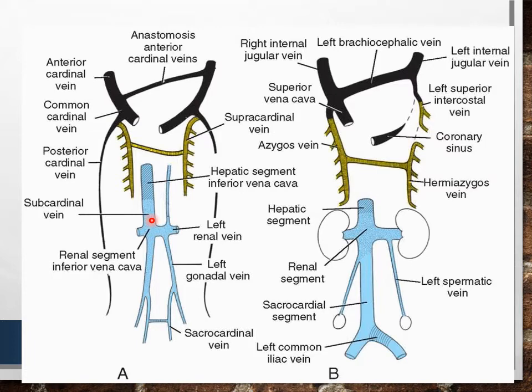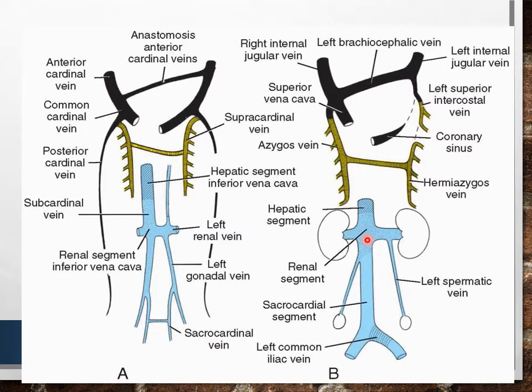So side by side we are also looking at the formation of the inferior vena cava, how it is going to form. Now moving down, the anastomosis between the sacrocardinal veins is going to become the left common iliac vein. You can appreciate here that the anastomosis between the right and left sacrocardinal veins becomes the left common iliac vein. The right sided sacrocardinal part becomes the sacrocardinal segment of the inferior vena cava.